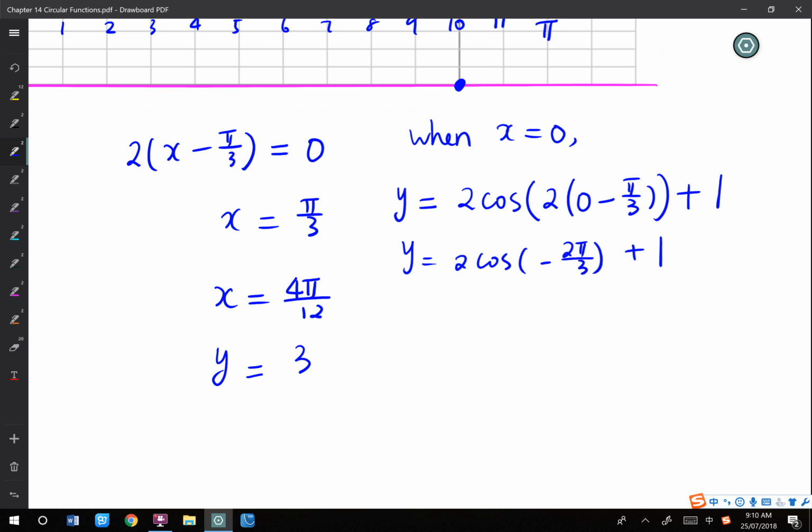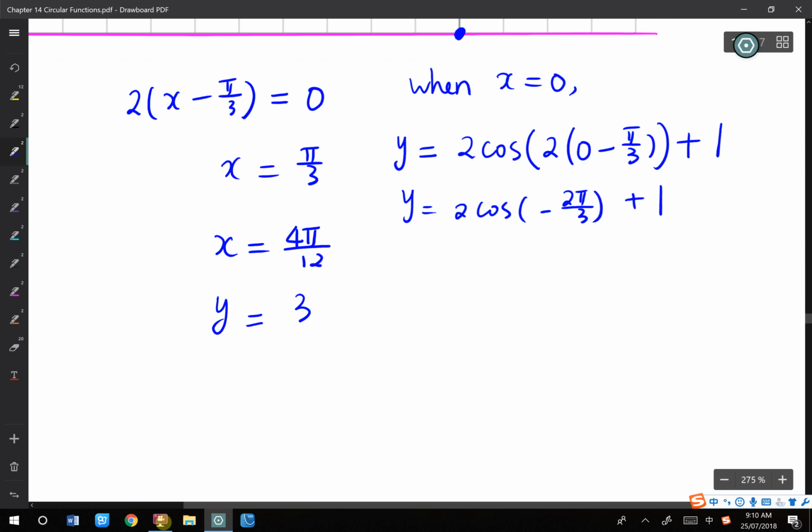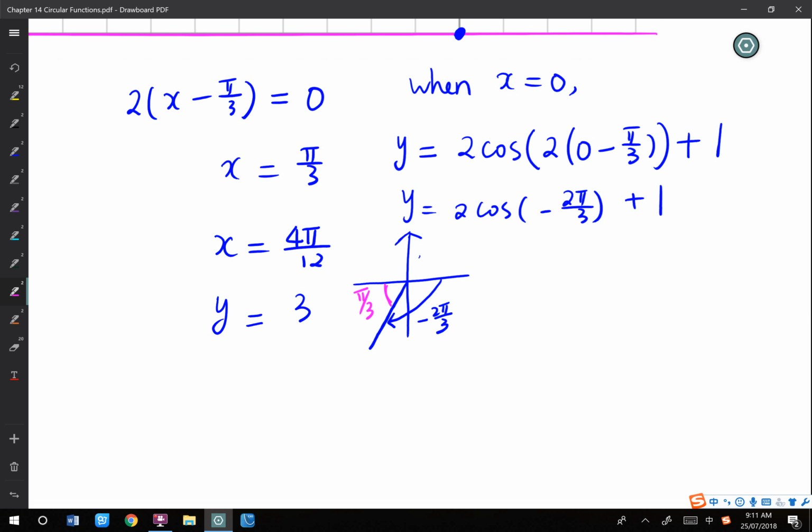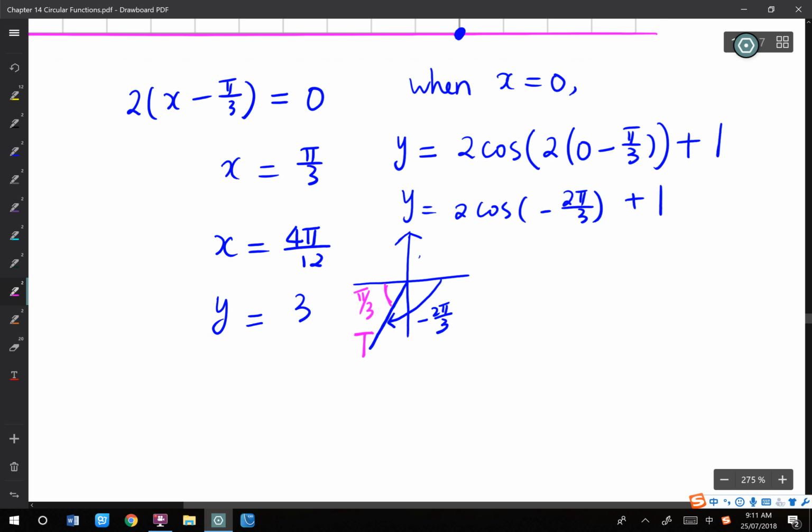0 minus pi on 3 is negative pi on 3, times 2 is negative 2 pi on 3. Question, where is negative 2 pi on 3? Which quadrant? Third. Okay, this is negative pi. But negative 2 pi on 3 is negative pi plus pi on 3. So I will have the point here. And then the reference angle will be pi on 3. It's not reaching negative pi yet. Compared to negative pi, we missed pi on 3. So 60 degrees, that's why it must be in the third quadrant.